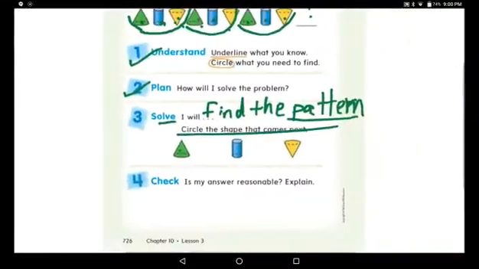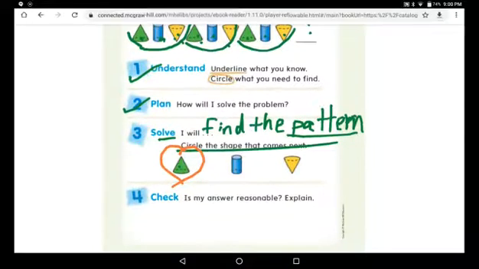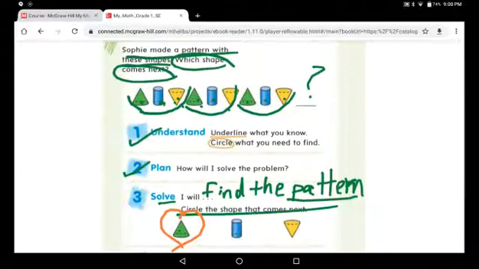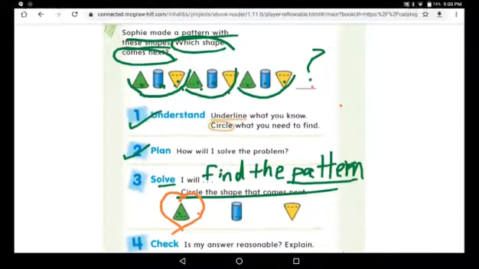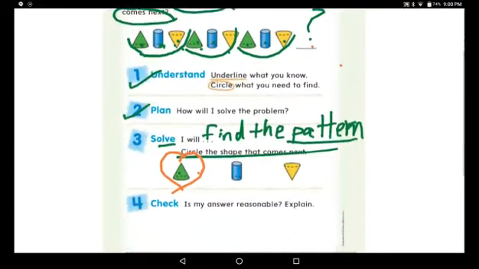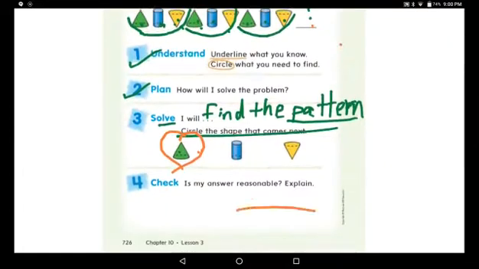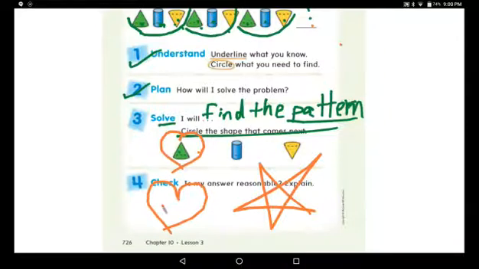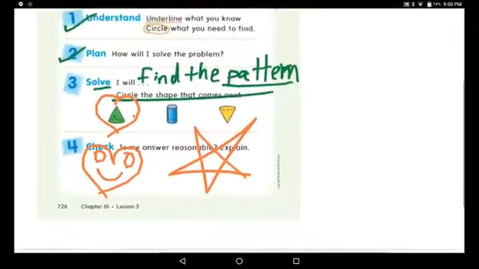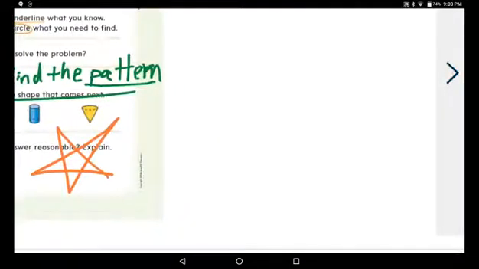This is the green cone. So I should start with this. Is my answer reasonable? Yes. Why? Because if I put this green up, I'm gonna repeat the same pattern. Clear, guys? Put a big star and a happy heart because you deserve it. Okay? Thank you so much. Let's go to the next page, 727.